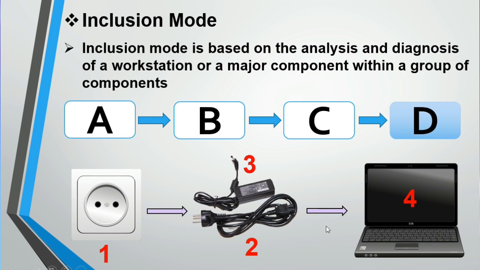So here we have a real example with 4 suspect parts: plug, power cable, 19-volt adapter, and laptop. So inclusion mode or inclusion isolation will be applied directly to the laptop.